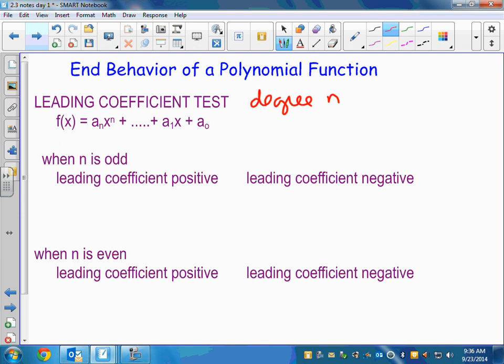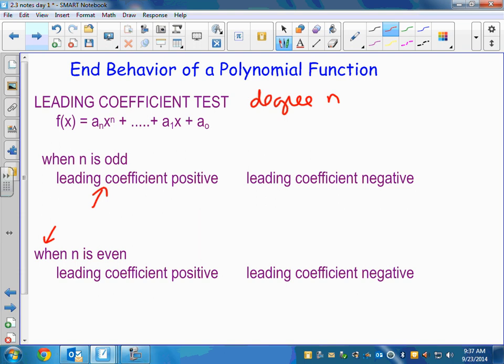When n is odd, your arrows will always go in opposite directions. How do you know whether it's positive or negative? So I'm going to draw the picture, and then I'm going to write it out. If it asks you to describe the end behavior, you have to actually write it out. If it doesn't ask, you can draw the picture. But when n is odd, to me it makes sense that the positive side goes up and the negative side goes down. Lots of stuff can happen in the middle, but if you have an odd degree with a positive leading coefficient, then the right side goes up, the left side goes down.